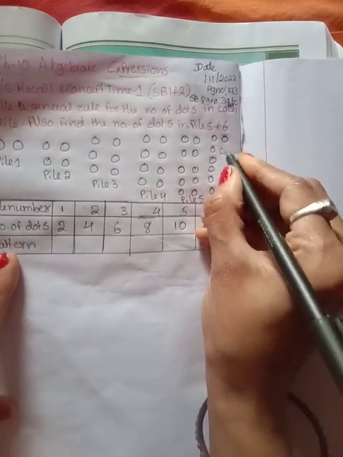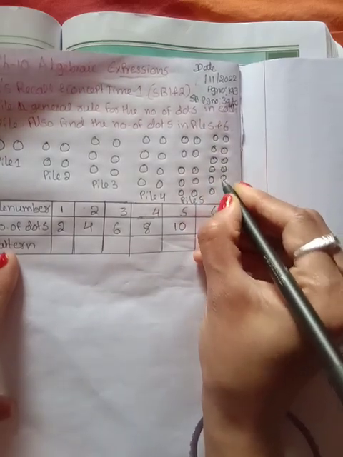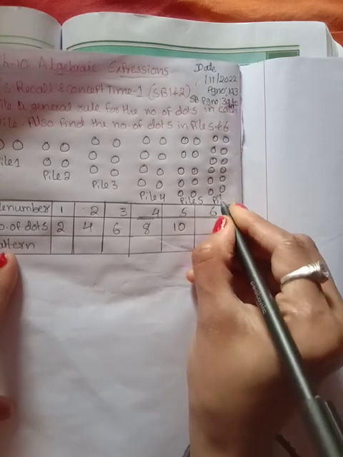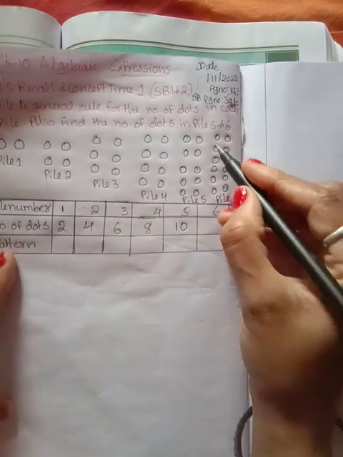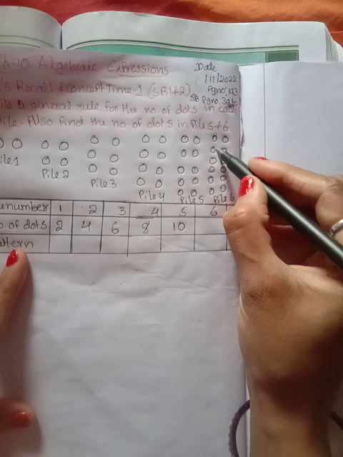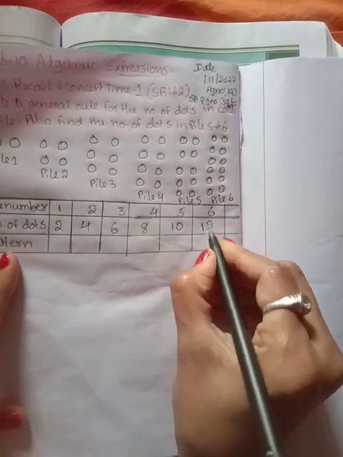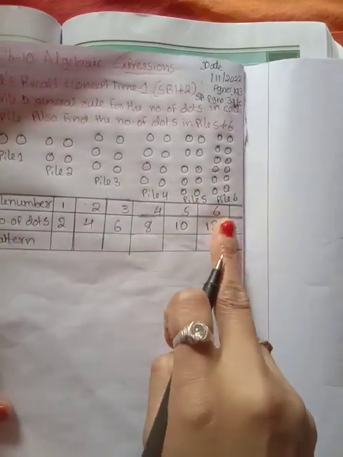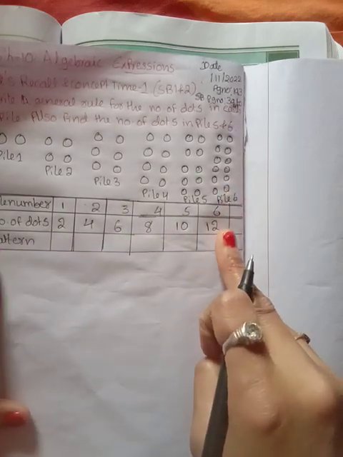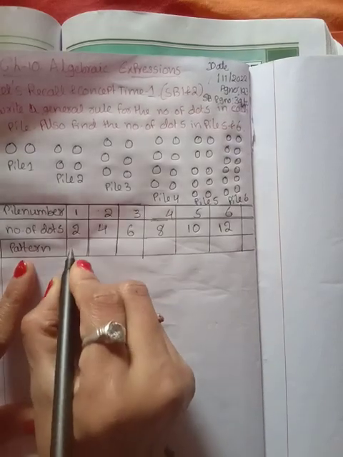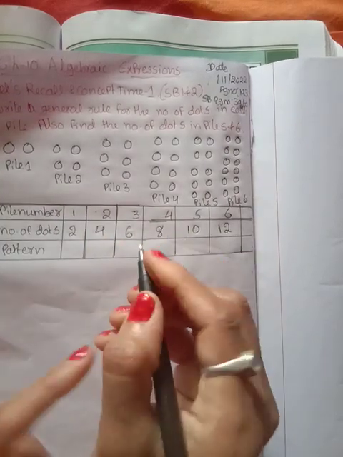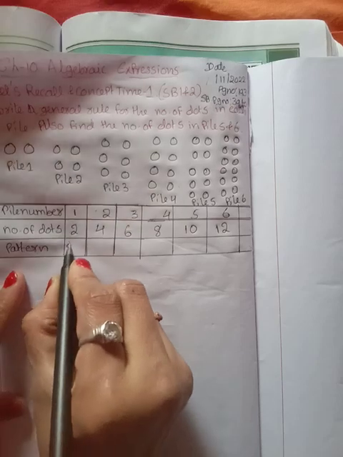This is file 6. Count all the dots: 1, 2, 3, 4, 5, 6, 7, 8, 9, 10, 11, 12. The number of dots in file 6 is 12. What is the pattern? How do we write the pattern? The pattern is 2 times the file number.